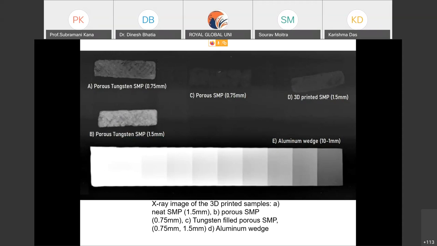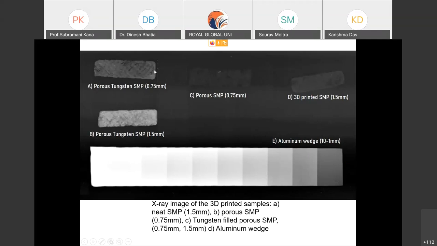This is the comparison as per the ASTM standard. This is the aluminum sample, which has steps of 1 mm, 2 mm, 3 mm, and so on. Here it is 10 mm. You can see how the light intensity varies when aluminum has 10 mm depth, and at 1 mm depth or thickness. So you are able to compare it here.